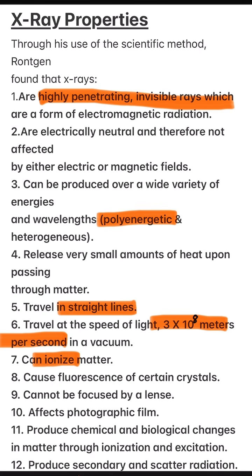The next property is that they can cause fluorescence of certain materials, meaning when they pass through certain materials, like some crystals, they can make them glow by emitting visible light, and this phenomenon is considered fluorescence.